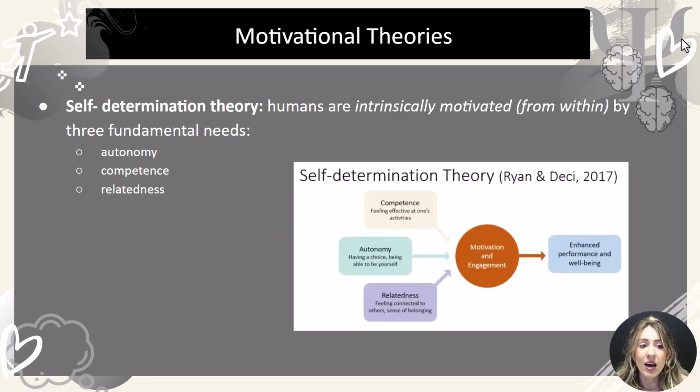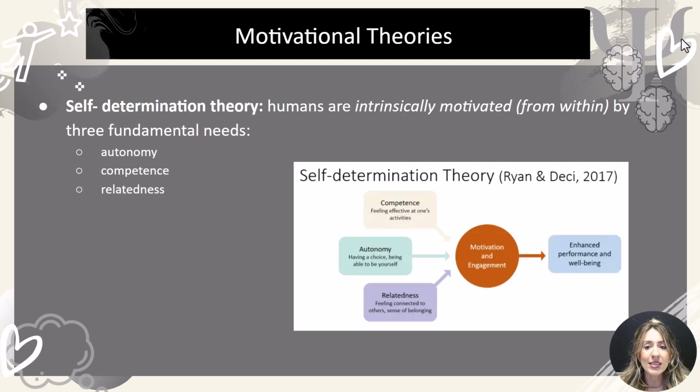The next theory is moving on into our pull theories. Self-determination theory focuses on how humans are motivated from within, but not biologically. So what are the feelings, the needs that humans have to make us feel kind of complete and motivated to do something? And there's 3 of them: autonomy, competence, and relatedness.